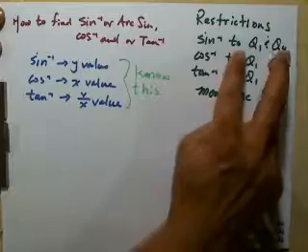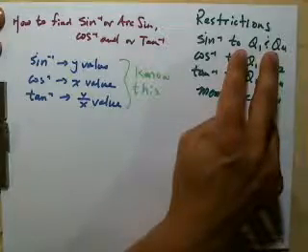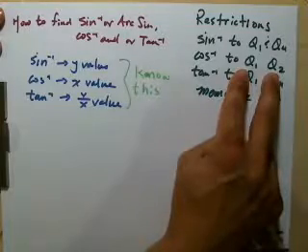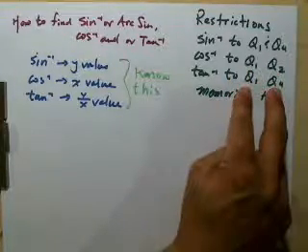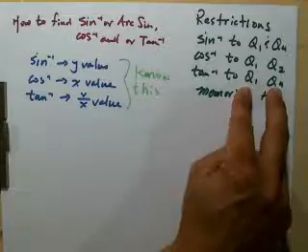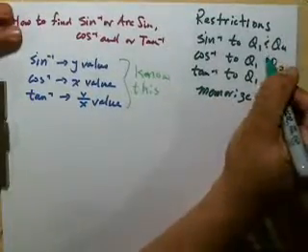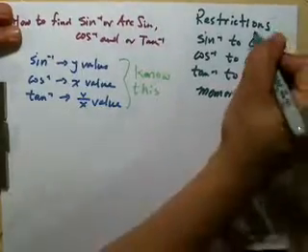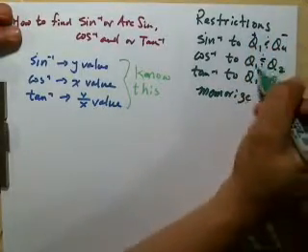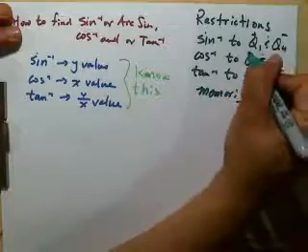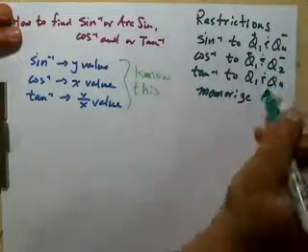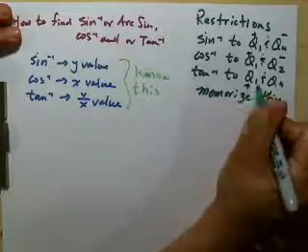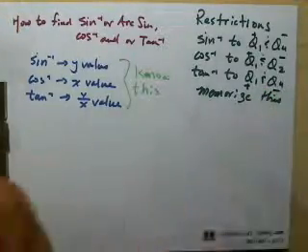Sine inverse is restricted to quadrant 1 and quadrant 4. The cosine inverse is restricted to quadrant 1 and 2. And the tangent inverse is restricted to quadrant 1 and 4. Please note that quadrant 1 for the sine is positive and quadrant 4 is negative. Cosine in quadrant 1 is positive and quadrant 2 is negative. And tangent is just like sine, positive in quadrant 1 and negative in quadrant 4.